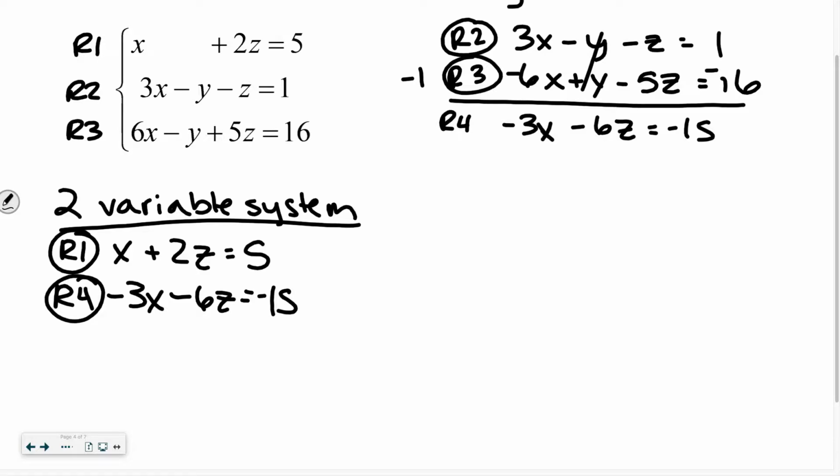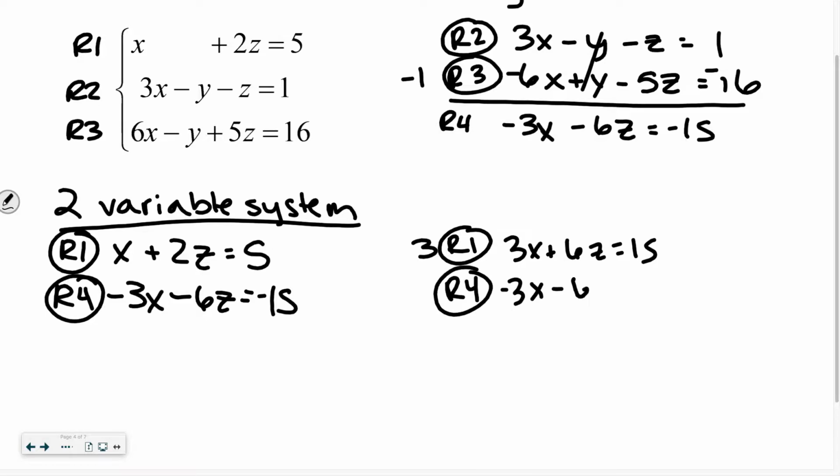Okay, now how are we going to solve our two variable system? Elimination. Just multiply row 1 by 3. So 3 times row 1 is 3x plus 6z equals 15. And row 4 is -3x minus 6z equals -15. Oh no, what's happening? 0 equals... should be 0.